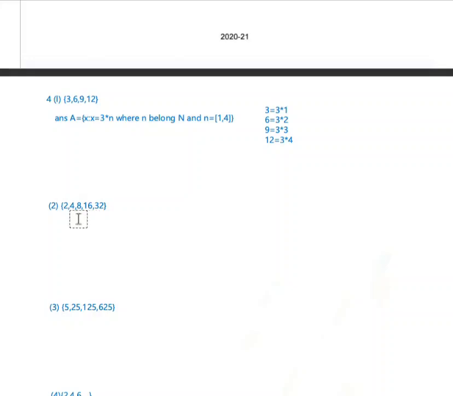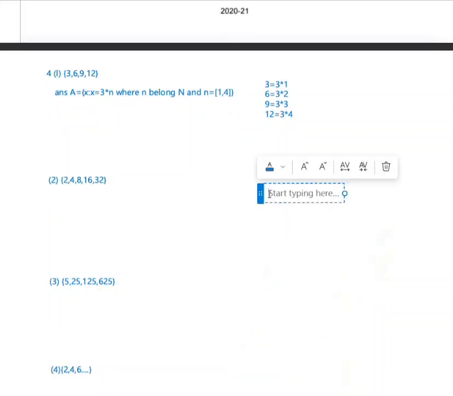So now the second question. This is 2, 4, 8, 16 and 32. So think about this. We have to observe a common pattern which all the elements follow. From 2 we have nothing to observe.